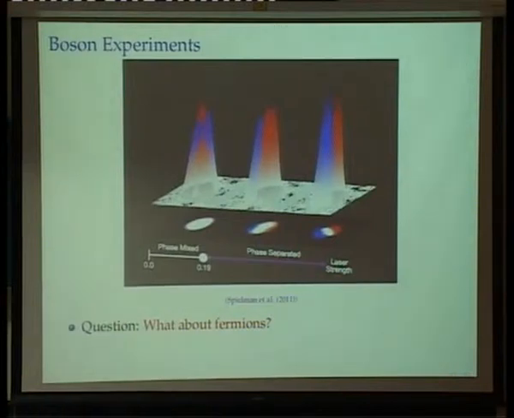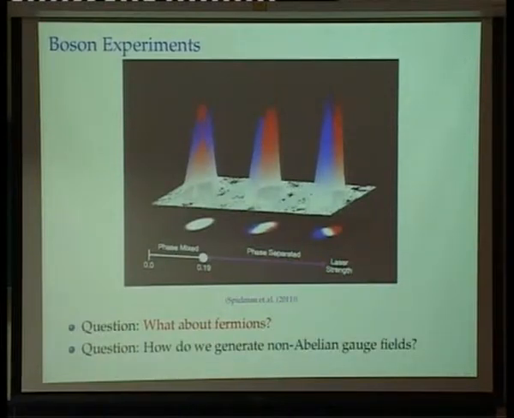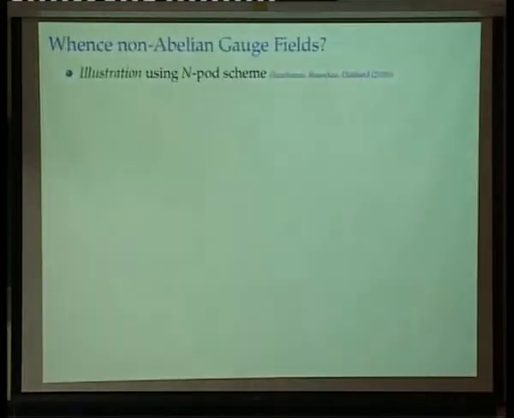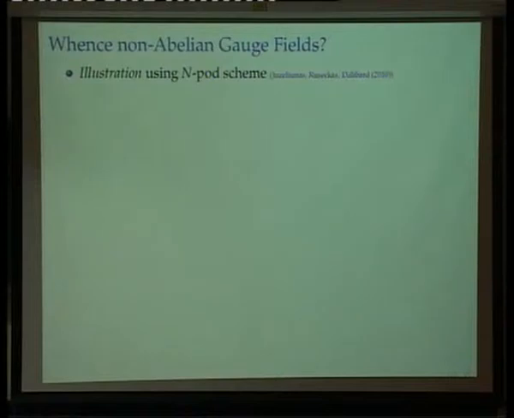So the natural question that came up at the end of 2010 is, what happens with fermions? Okay. How do we generate non-abelian gauge fields is the first question that I will address, and then I will come back to the question of fermions. Okay, so here's a schematic way of generating non-abelian gauge fields.